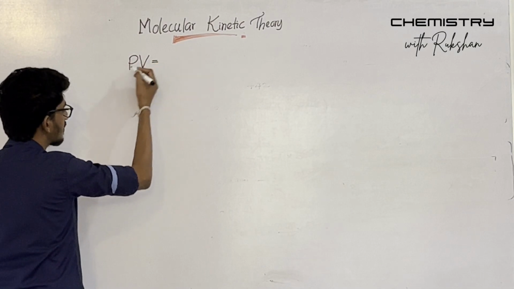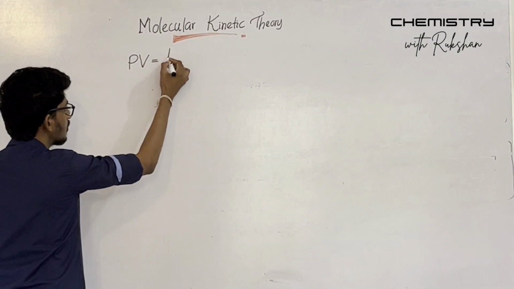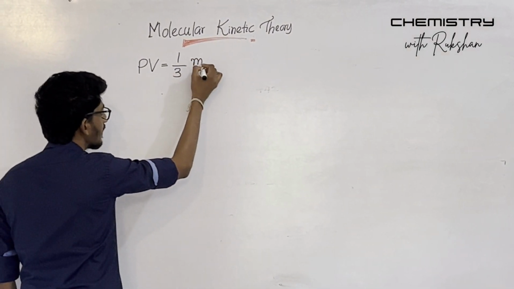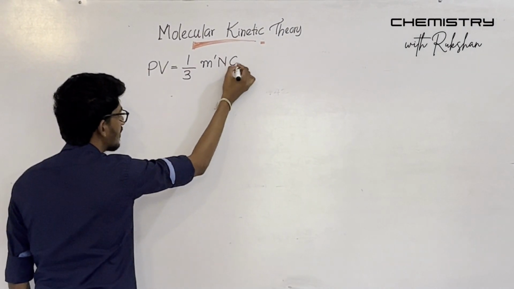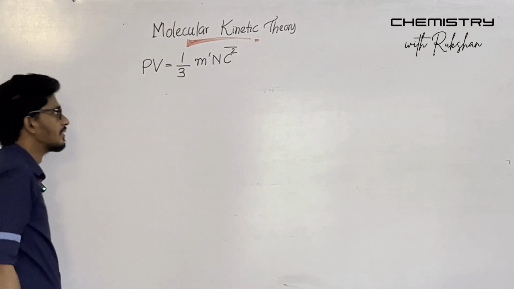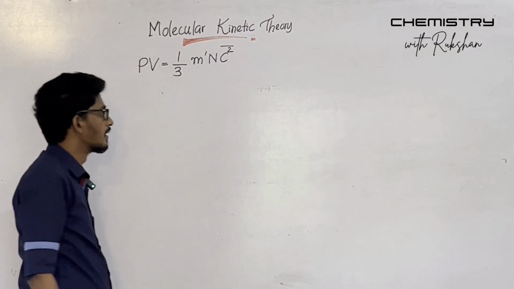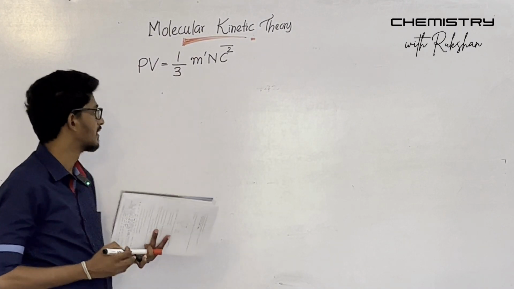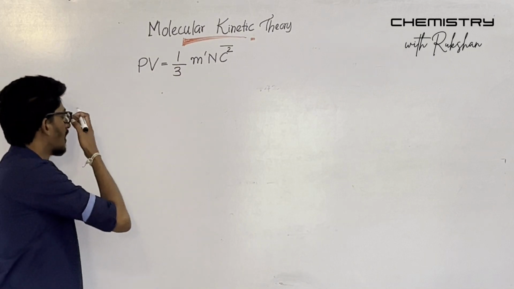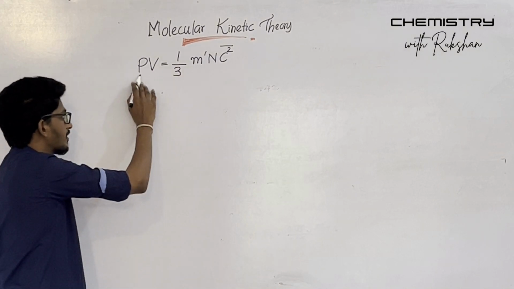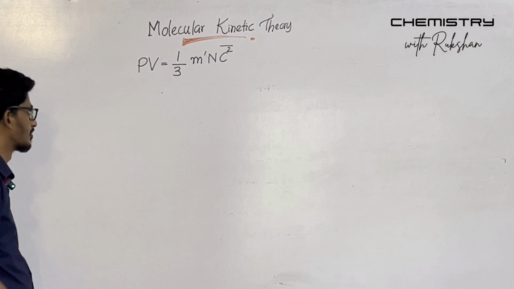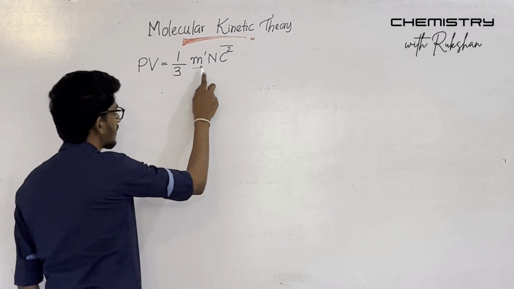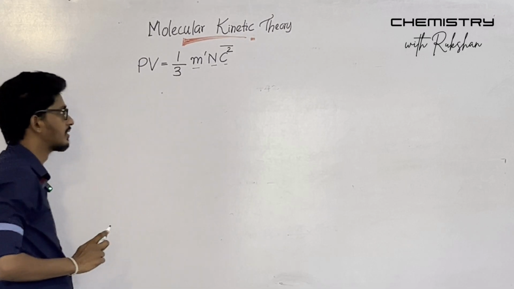PV is equal to 1/3 m' N c squared bar. This is the equation of molecular kinetic theory, right? So some new terms are appearing here. P and V are the normal terms, the pressure of the gas and the volume of the gas. Volume of the gas means the volume of the container. So what are these new terms? m', N and c squared bar.